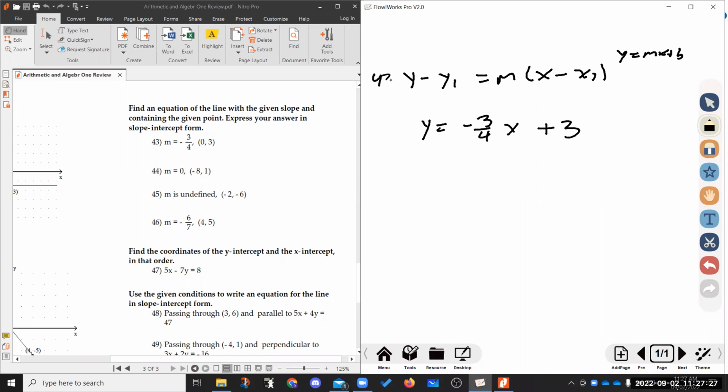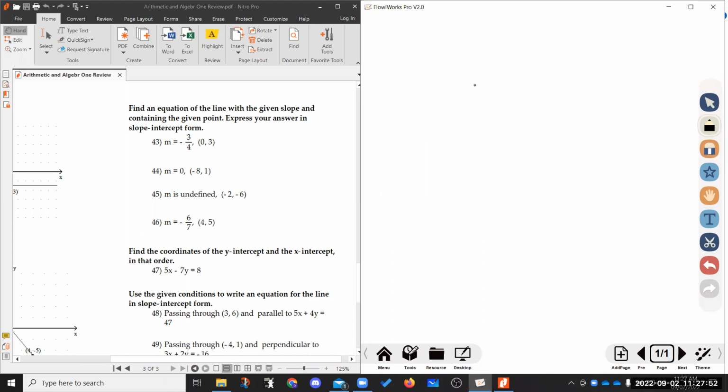The others, 44, they tell us that it's a horizontal line by saying the slope is 0. So that's y equals a constant. So that's going to be y equals the y value of 1. 45, they tell us has undefined slope. So that's x equals a constant. And our x is -2. Only in the last problem here do we need to use this point slope form. So we're going to do that.